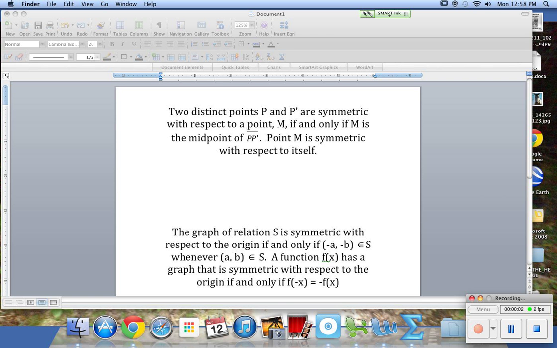We're going into Chapter 3. Chapter 3 is about symmetry. We're going to learn about symmetry and how that works in graphs and points.